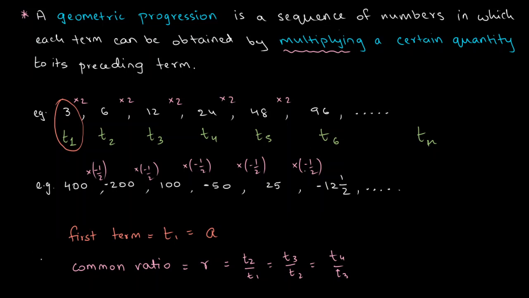So these are the two important parameters, the first term and the common ratio. With the help of those, we can find any given term in the geometric progression. By any term, I mean the nth term, and the formula for that nth term will be discussed in the next video.